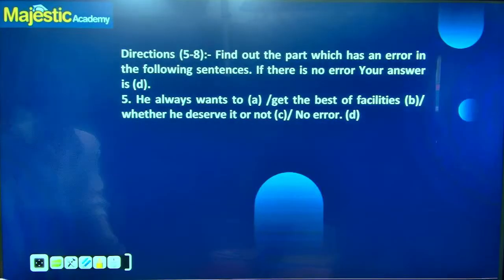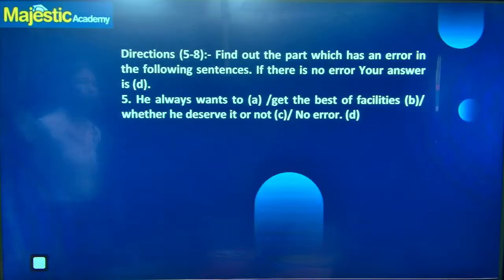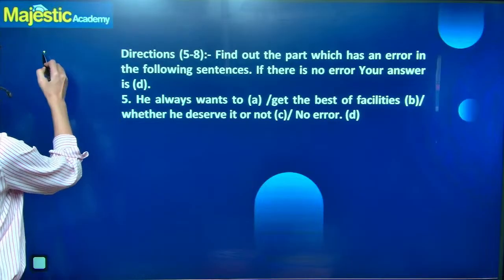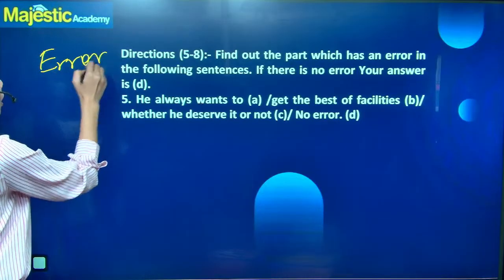Okay, from this question the directions are changed. The direction says, find out the part which has an error in the following sentences. If there is no error, your answer is D. That means we have to find the error in the question.